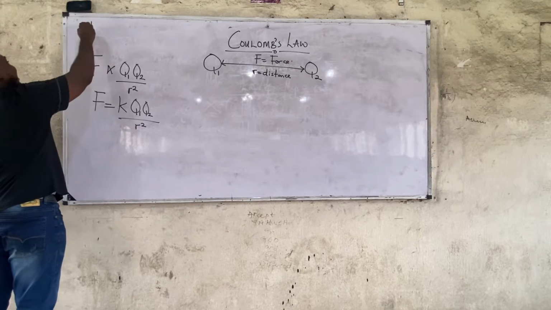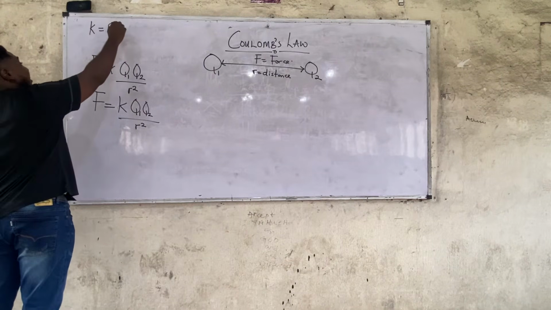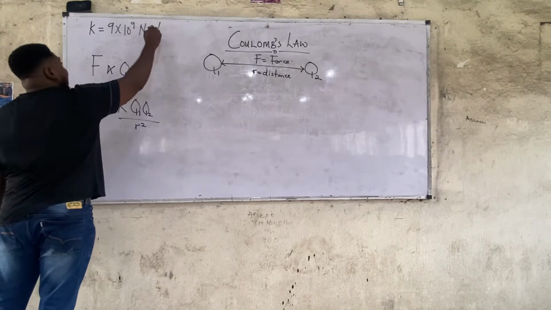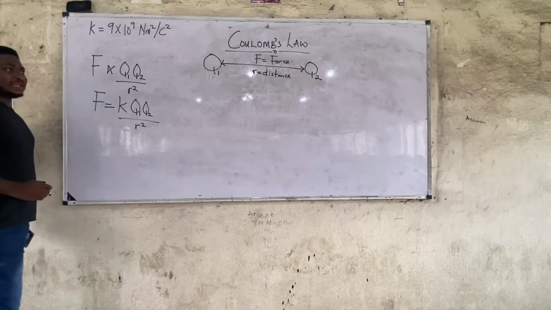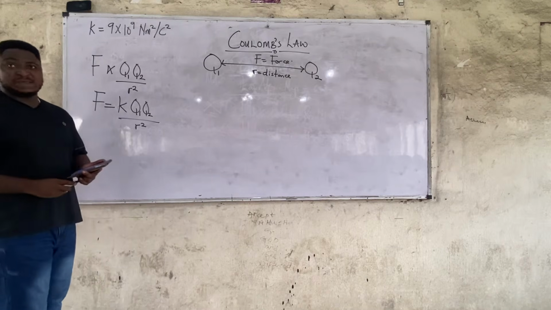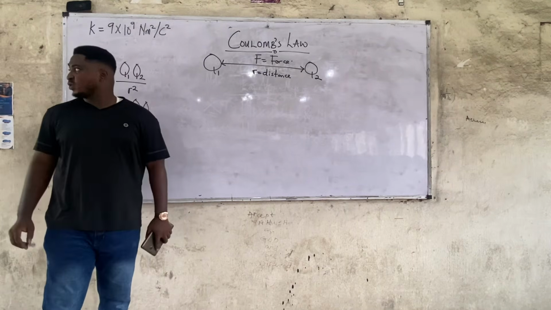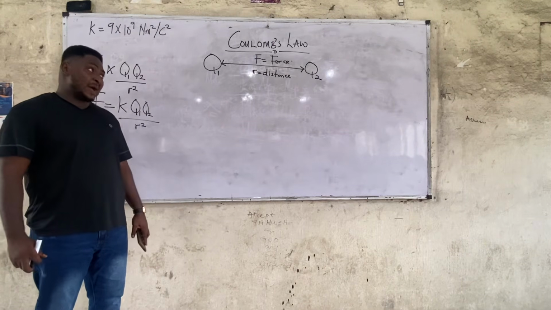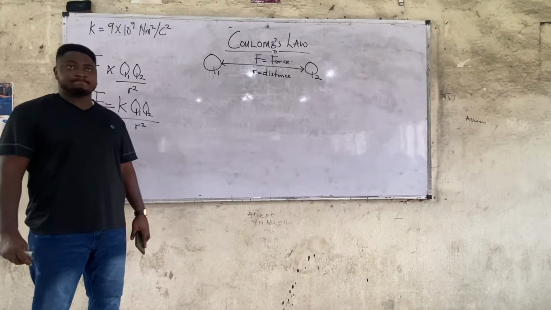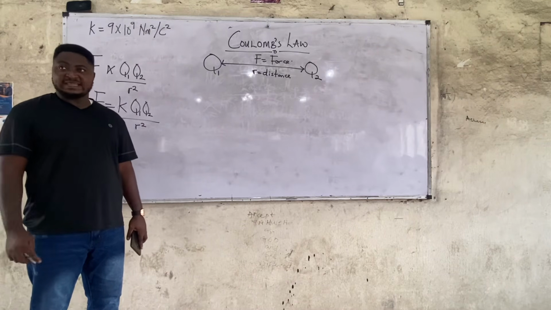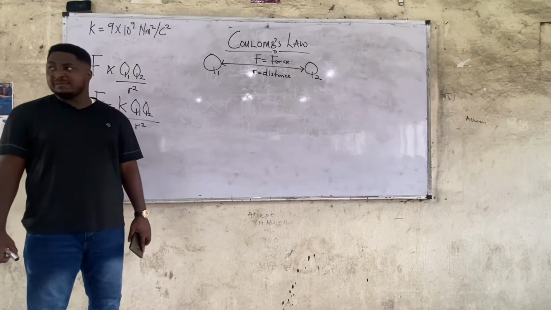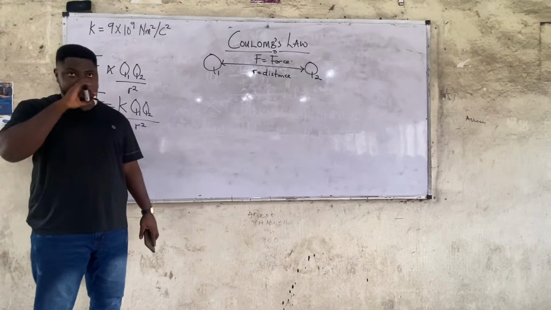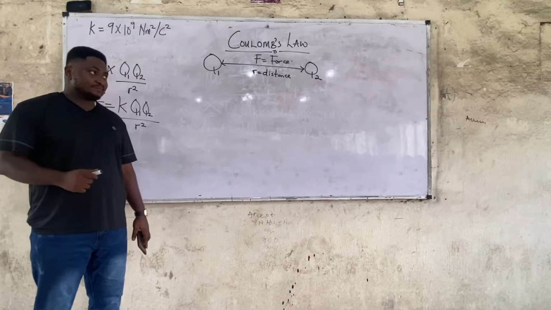Class, the Coulomb constant K, as we said, is 9 times 10 raised to the power 9 newton meter squared per coulomb squared. Are we together, class?